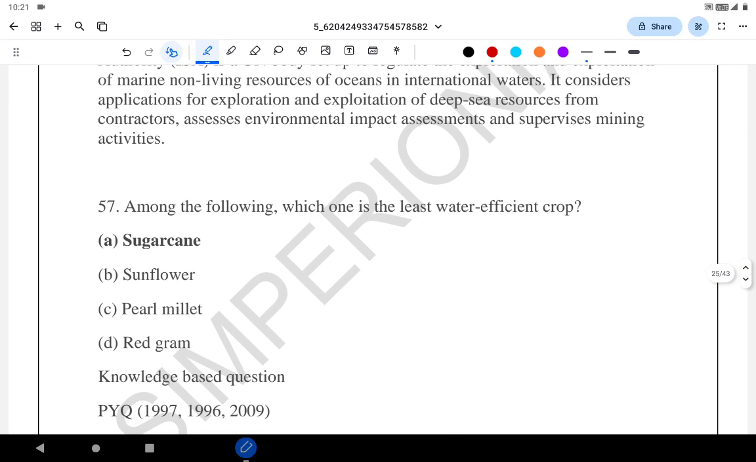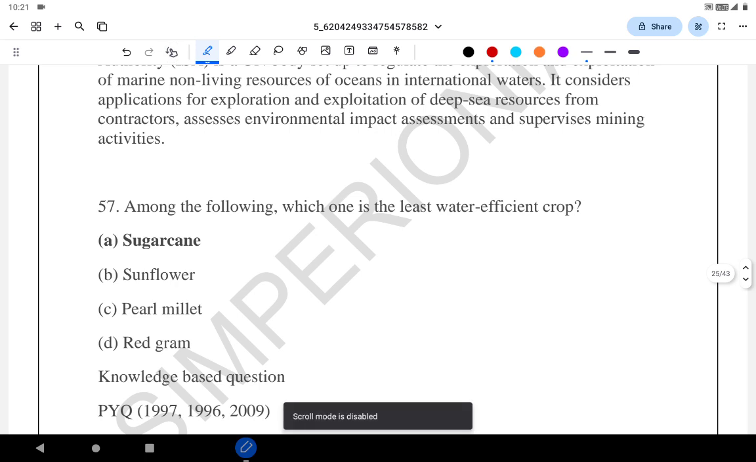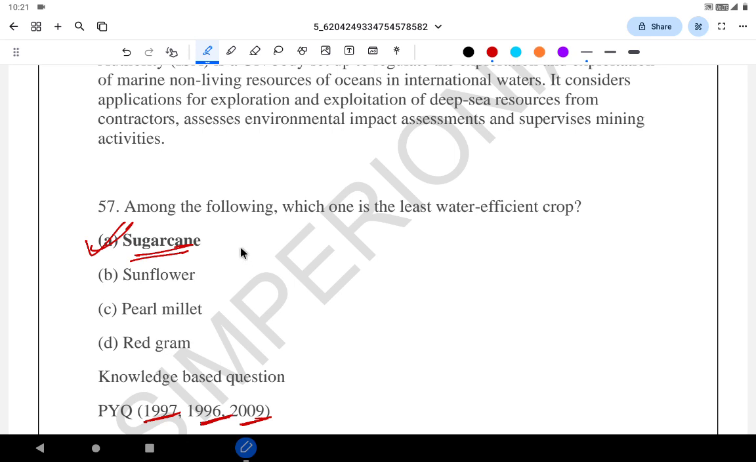Let's go to question number 57. Among the following, which one are the least water efficient? The least water efficient is sugarcane. It's a very well known fact. Answer is sugarcane. The question related to sugarcane they have asked in 1997, 2009 and 1996. The most water efficient are usually millets. Millets are grown in arid or semi-arid zones where less water is available. It's a straightforward fact.